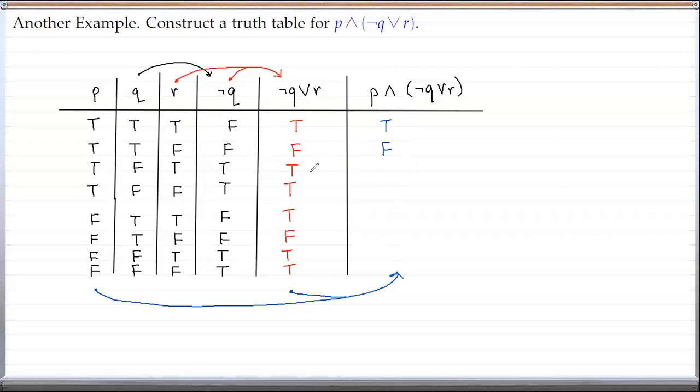The next one, true and true is true. Next one, true and true is true. Next one, false and true is false. False and false is false. False and true is false. And finally, false and true is false. So this is the truth table for this given statement.